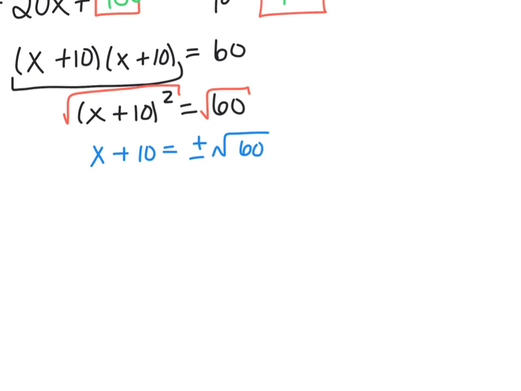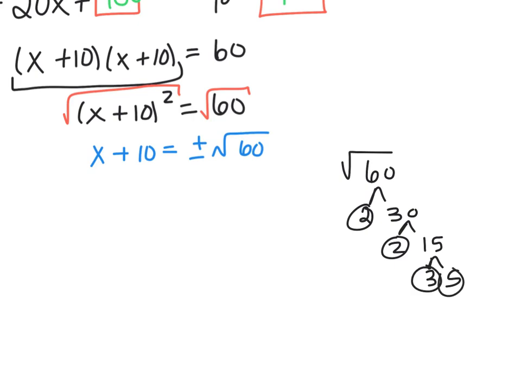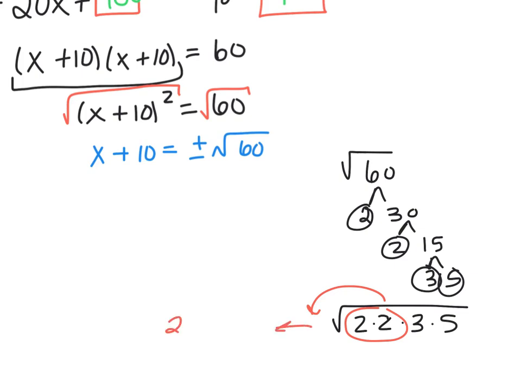So what I do is I go to the right-hand side. What makes 60? 2 and 30. What makes 30? 2 and 15. What makes 15? 3 and 5. Circle, circle, circle, circle. They all go under my radical. So 2 2s, 1 3, and 1 5. Double on the inside, single on the outside. So this becomes 2 radical 15, because 3 times 5 is 15.